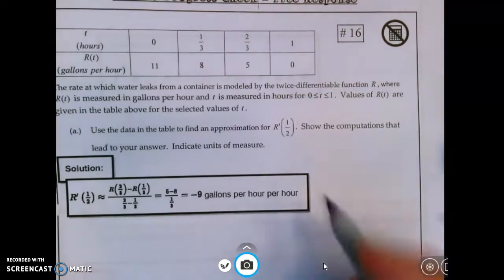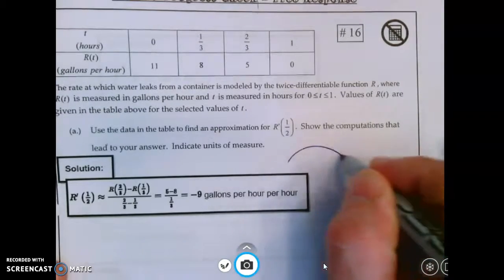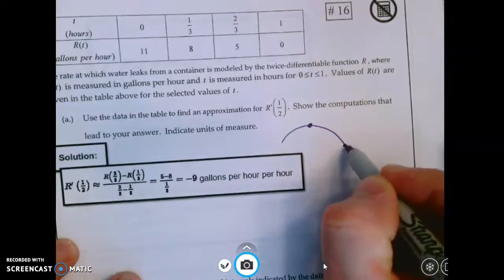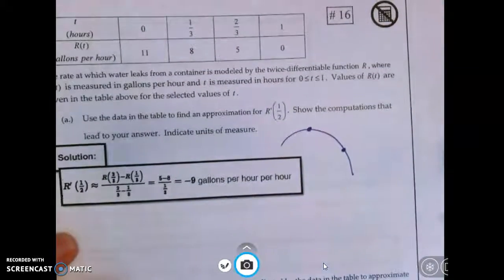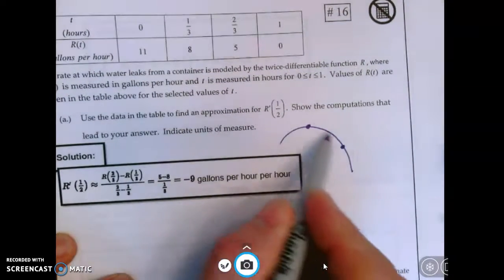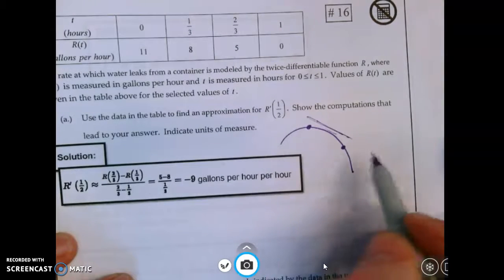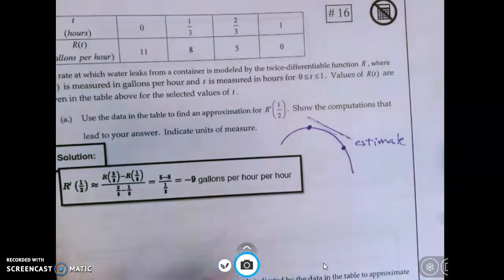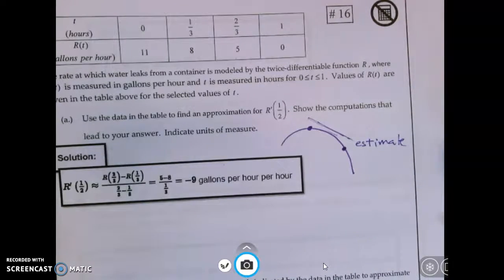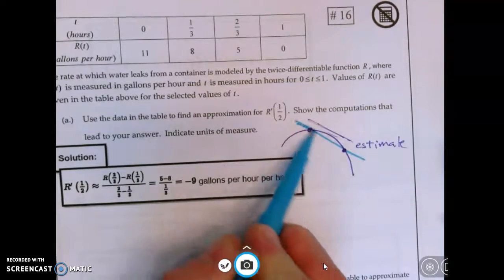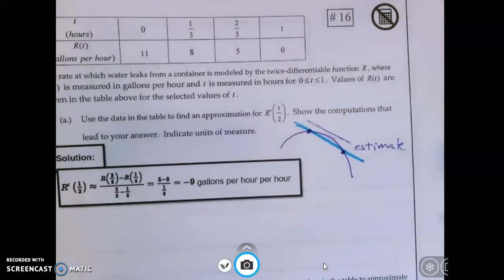So if we're talking about this in a graphical sense, we have this curve. We have two values that we know, and we are looking for the estimate. We're looking to estimate that. Sorry. So we take the average rate of change here, and there is our estimate, which by my drawings is a pretty good estimate, but that's our solution.